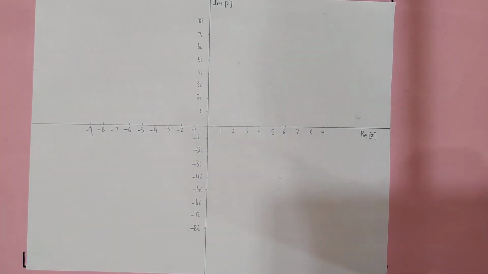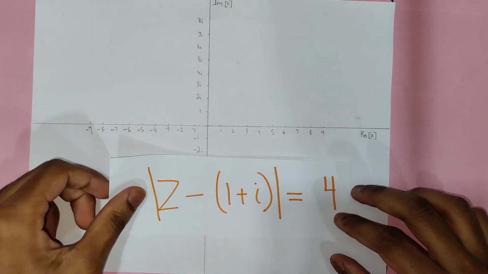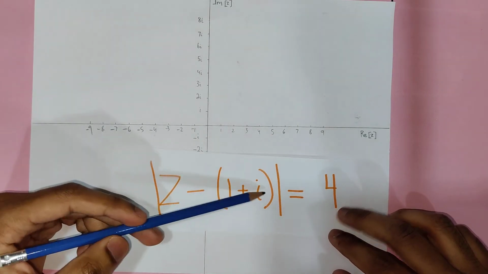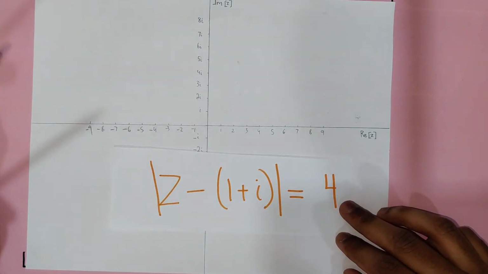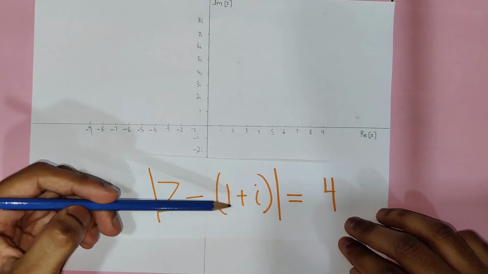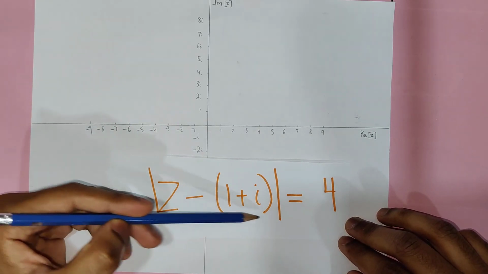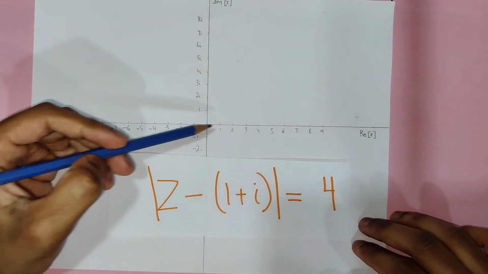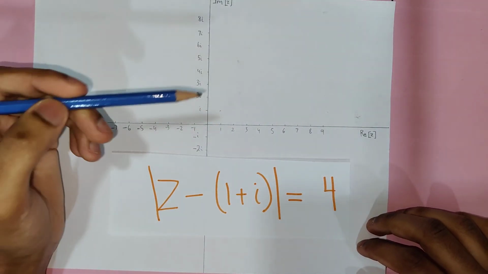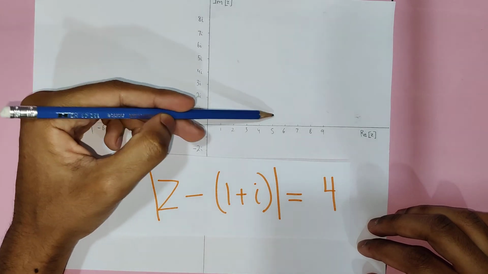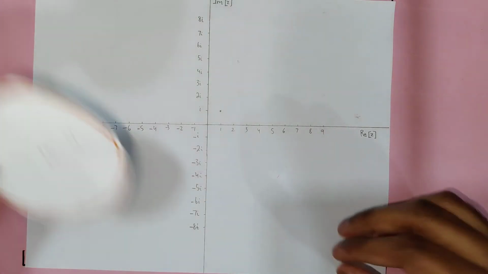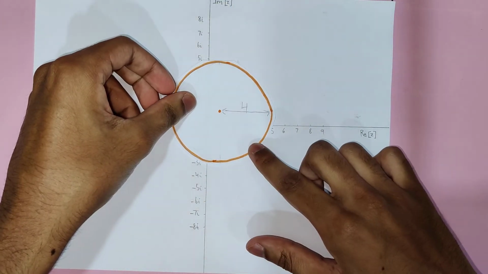So let's suppose we have the complex number z, where the mod of z minus 1 plus i is equal to 4. That is a circle of center 1 plus i with radius 4. So 1 plus i is about here in the complex plane, and we know that the radius will be about 4, and it'll be a circle like that. So this will be the center. So if we were to represent that, it would be something like this.